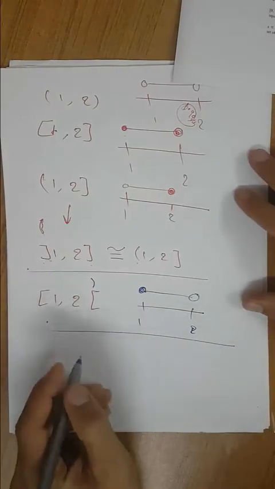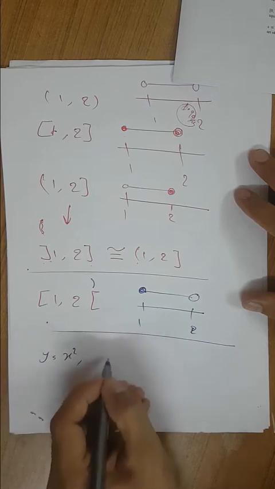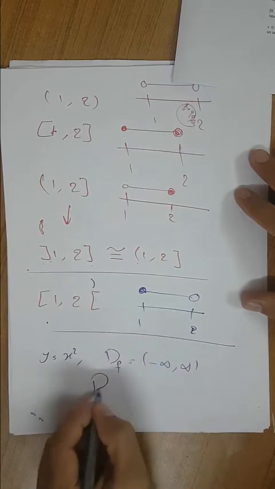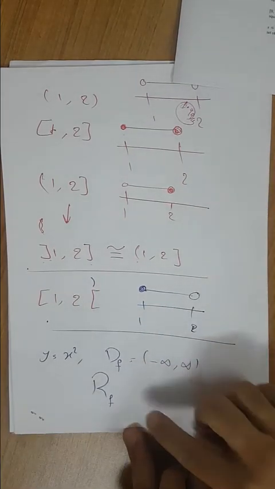Okay, so how about the range? y is equal to x squared. The domain of the function is equal to minus infinity to infinity. How about the range of the function? This is the symbol for domain and this is the symbol for the range of a function.